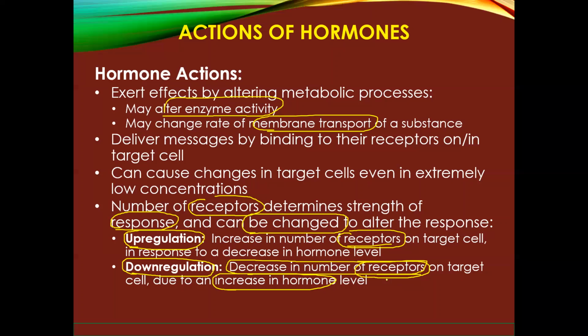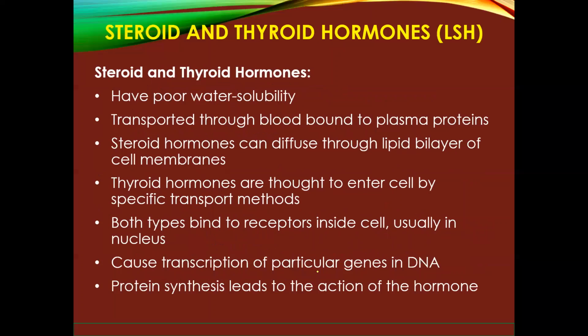If it is happening for a long time, long term, then what happens? The sensitivity of the liver cell to receive the insulin will be less. So mostly this person will develop what we call type 2 diabetes, which is less sensitivity to the insulin due to too much insulin produced for a long-term period. Okay, that's the example of downregulation.